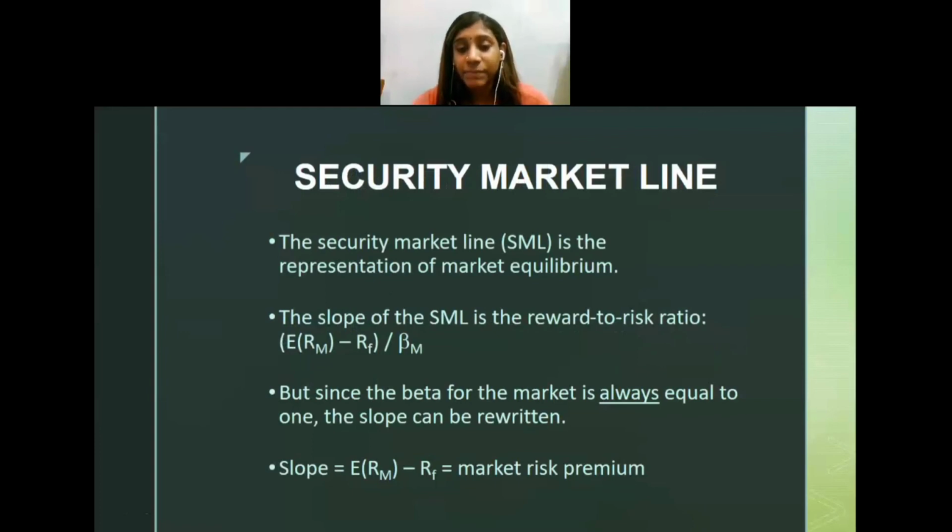This is the security market line. The slope of the security market line is the reward to risk ratio. The reward to risk ratio is the expected return minus the risk-free rate, divided by the beta of the stock. But since the beta for the market is always equal to 1, the slope can be rewritten.